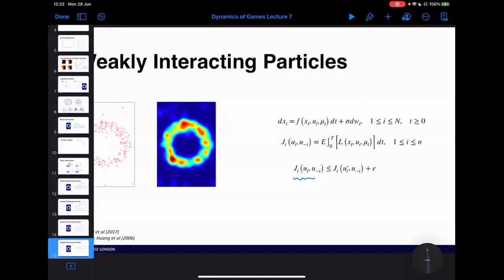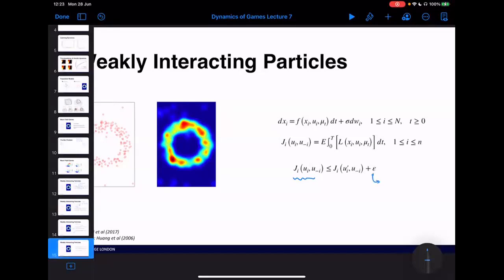And that's a good thing, because calculating the Nash equilibrium for five players is quite a difficult task, right? Calculating it for 100,000 players is significantly more difficult. And so what this allows you to do is just get close enough to the Nash equilibrium of the finite player game.